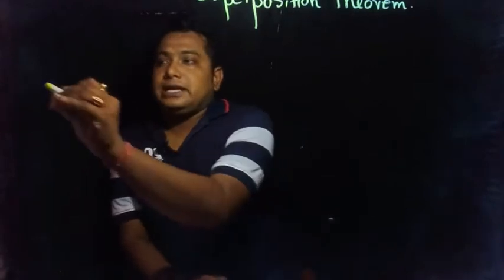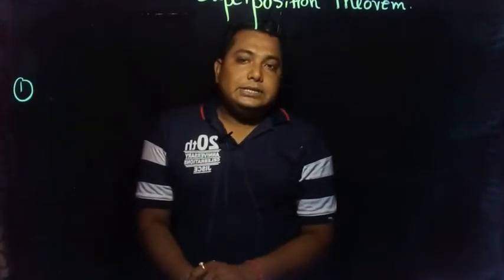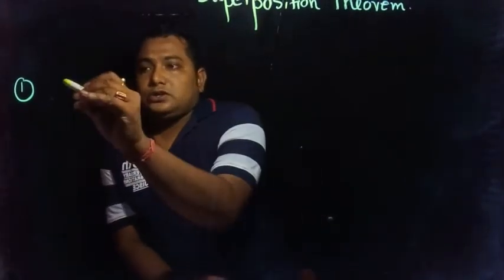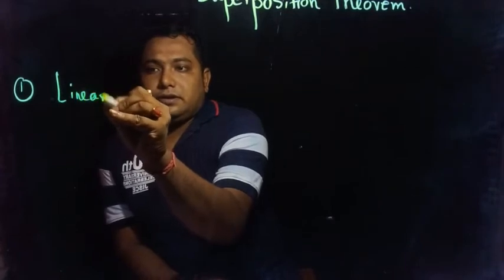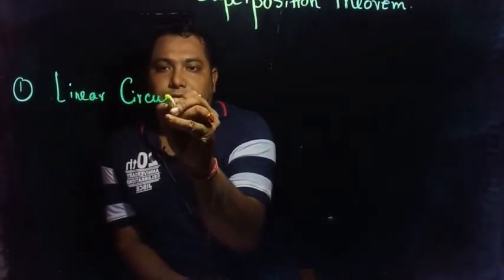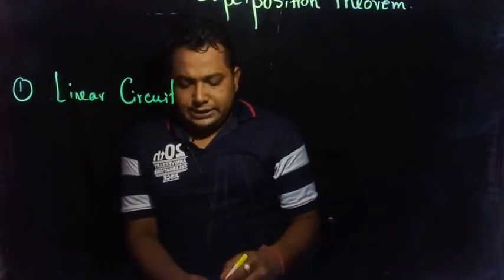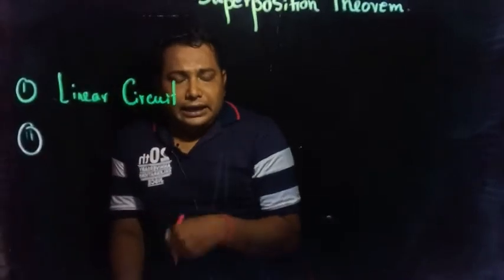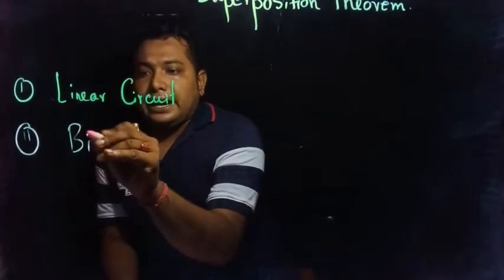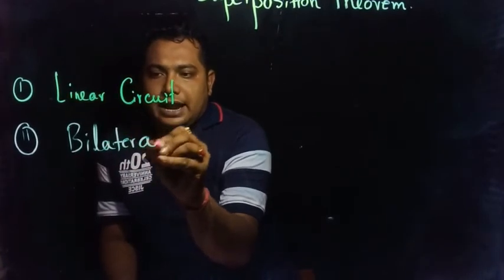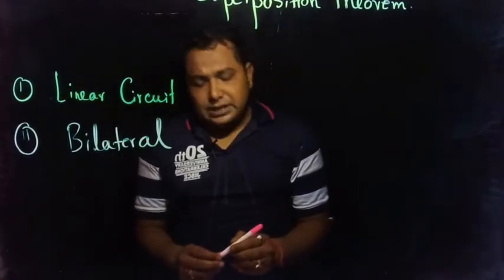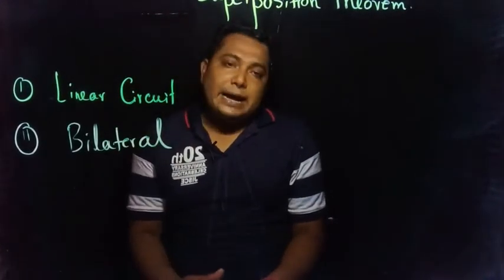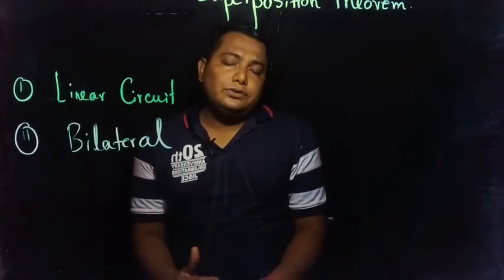The first condition is that a circuit which contains linear elements, there we can apply the superposition theorem. So the linear circuit. Number 2, the circuit should be bilateral. So what does bilateral mean? First we have to know what a linear circuit is, then we have to understand what a bilateral circuit is. Then after that we are going to solve the other things.